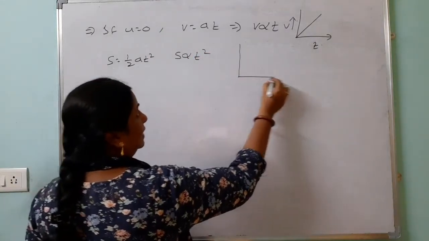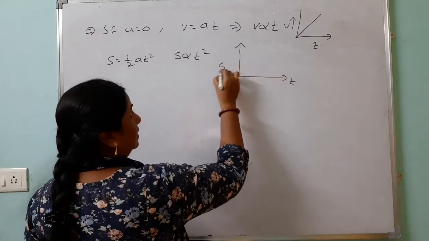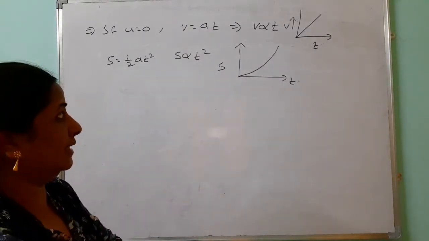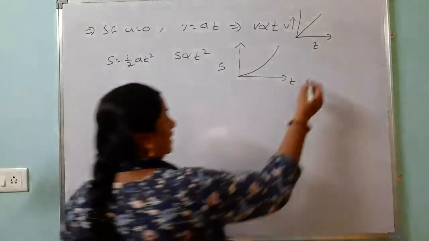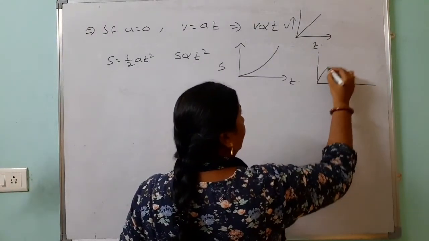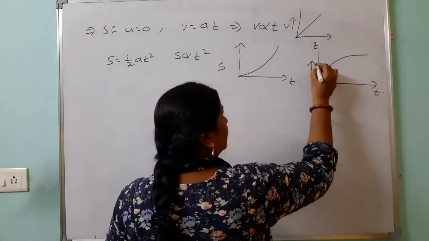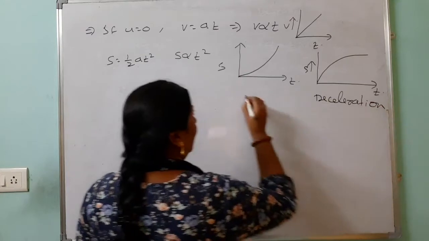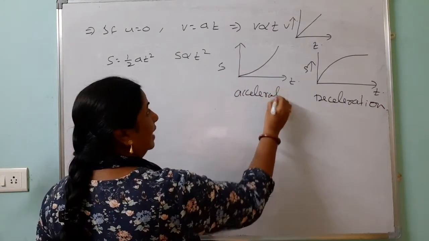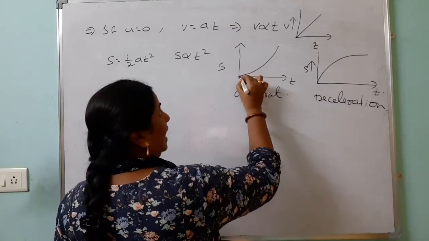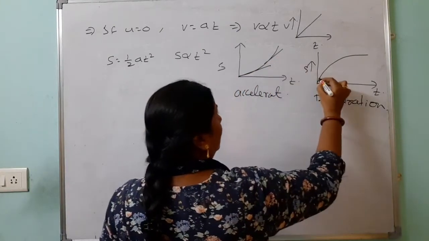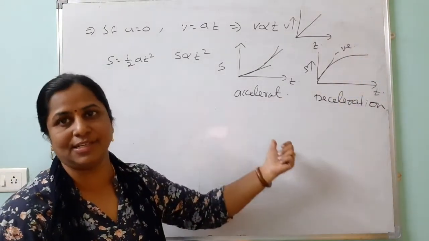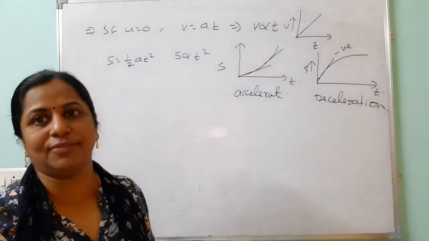Then, we are getting this. This is the time, this is the displacement. Inclination here shows acceleration, uniform acceleration. If it is deceleration, you can get it like this. This is the time and this is the displacement. Deceleration means decreasing velocity. Acceleration means increasing velocity. Here the tangent slope is positive, but here the slope is negative. If you want deep explanation, you can go through the motion in a straight line chapter. Part wise it's there, you will get full clarity on it.